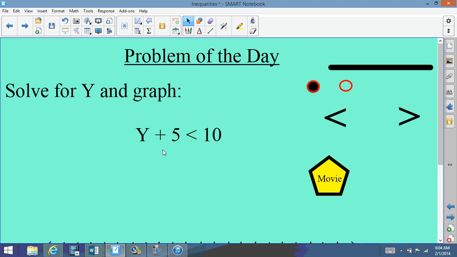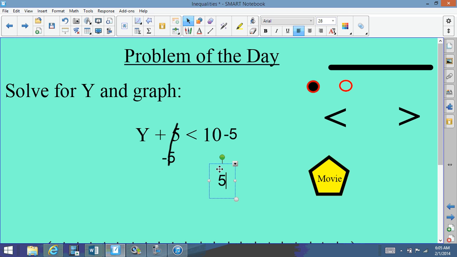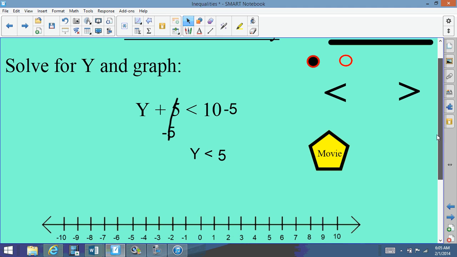So what I'm going to do is I'm just going to solve this as I normally would by subtracting 5 from both sides. So 10 minus 5 would give me 5. My 5's canceled out on this side. And 10 minus 5 is 5. So I'd have y less than 5 as my solution. So I have to figure out what numbers are less than 5.